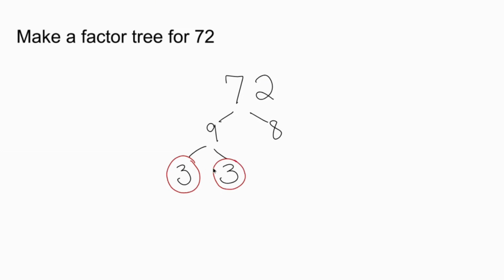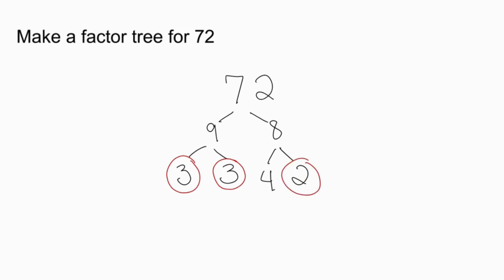Now that this side is all circled and done and all the branches are complete, we go to the 8 over here that we didn't finish. Now think of two numbers that multiply out to 8 that's not 1 and itself. Now how about 4 and 2? Are any of these numbers prime? Yes, 2 is prime because I can only divide 2 by 1 and itself.